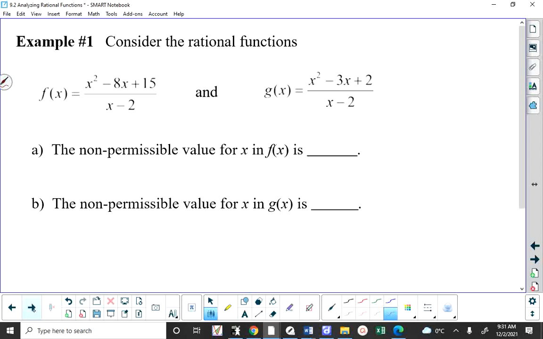It's 2, right? Okay, that's pretty basic. So we have 2 rational functions. They really kind of look the same, don't they? They have a quadratic over a binomial. They have the same non-permissible value.